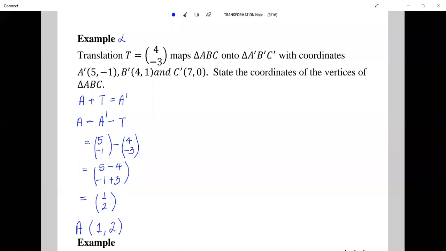Now, what I just did, remember we're asked to state the coordinates of the vertices of triangle ABC. I just found the coordinate of the vertex A using the matrix equation of transformation. What I want you to do is to find the coordinates of B and C. Now what I just did for A, I want you to do for B and C. Do that very quickly, please.